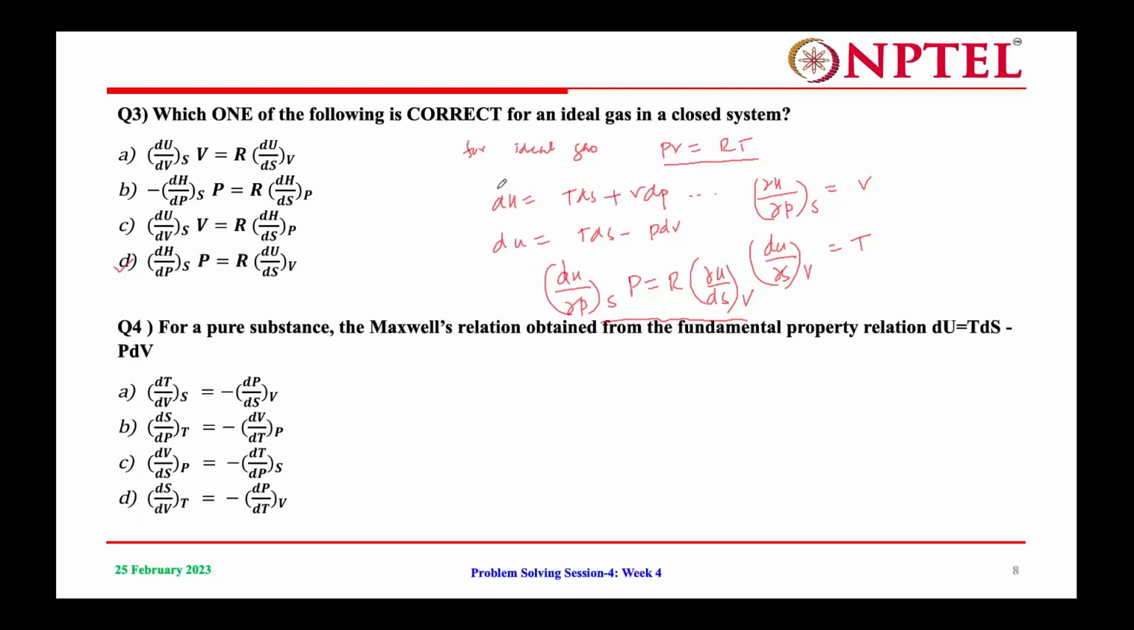So here property dH is equal to TdS plus VdP. Now take a partial derivative with dP at constant entropy, right? So dH by dP is equal to, so here TdS is constant, it gets cancelled. So here only VdP, only getting V.